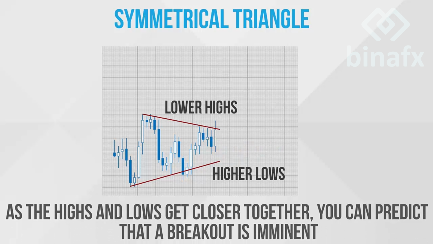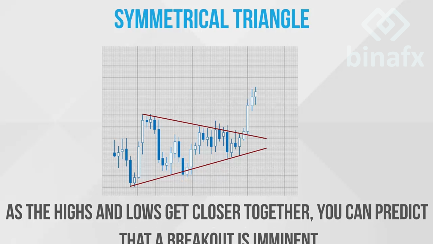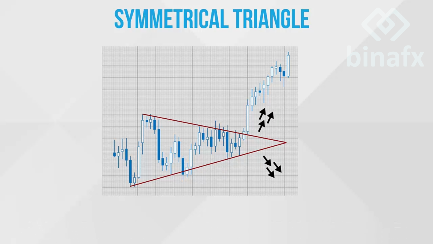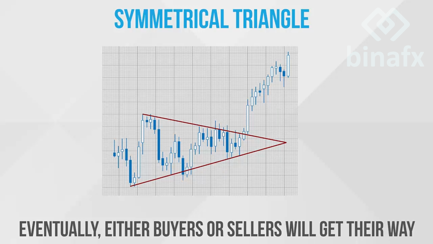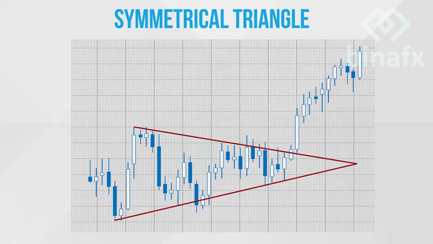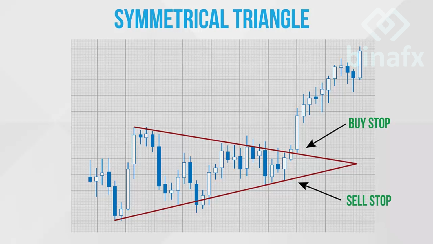As the highs and lows get closer together, you can predict that a breakout is imminent. However, you don't know which direction that breakout will go. Eventually, either buyers or sellers will get their way. To take advantage of a symmetrical triangle, you will want to place an entry order above the slope of the highs and below the slope of the lows. This will allow you to profit no matter which way the breakout occurs.